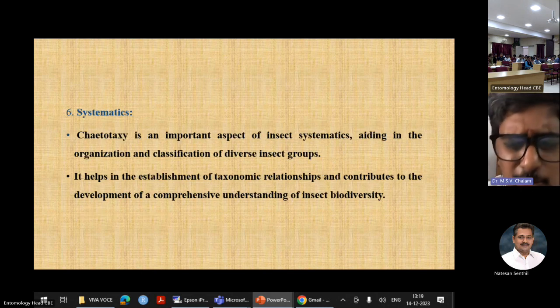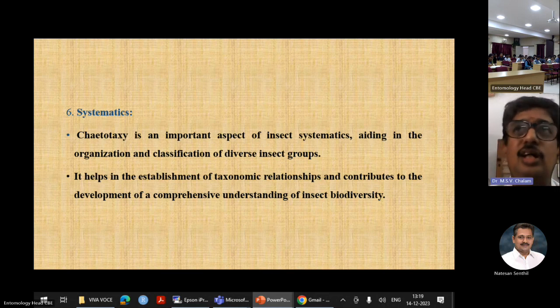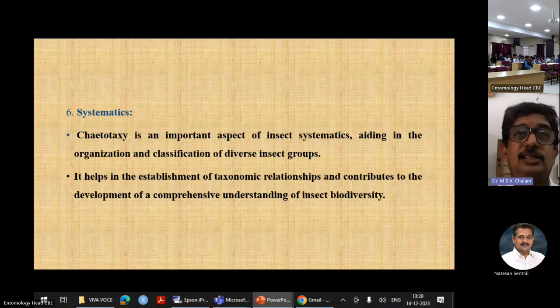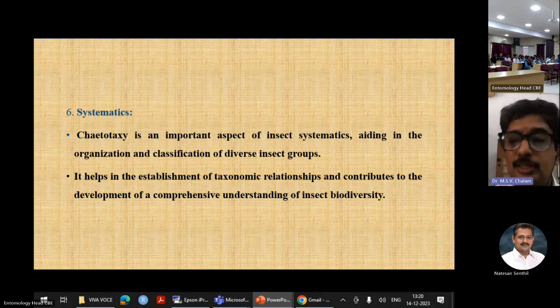Systematics is the most important. Lepidopteran systematics is mostly based on adult characters, but not on larval Chaetotaxy. So maybe some of you may be studying Lepidopteran taxonomy. While studying Lepidopteran taxonomy, please include larval Chaetotaxy as one of the objectives, because larval Chaetotaxy is also useful for establishing taxonomic relationships and contributes to a greater development of insect biodiversity.